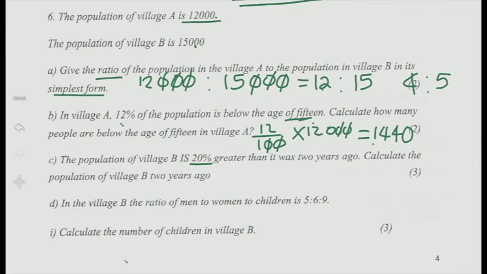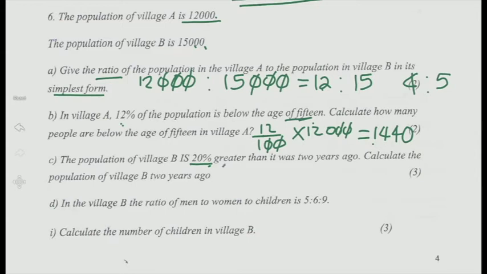Why must the number be less? Because this population is 20% greater than it was 2 years ago. So the answer that we are going to get has to be less than the 15,000, because the 15,000 is the population right now. So we have to find the population of 2 years back.